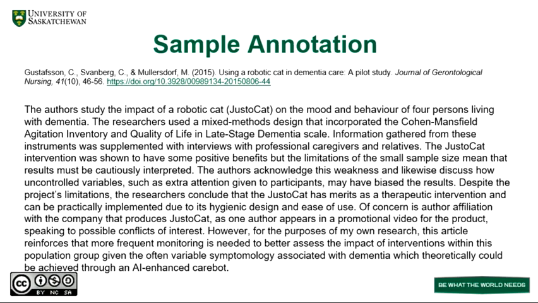The authors studied the impact of a robotic cat, gestocat, on the mood and behavior of 4 persons living with dementia. The researchers used a mixed methods design that incorporated the Cohen-Mansfield Agitation Inventory and Quality of Life in Late-Stage Dementia Scale. Information gathered from these instruments was supplemented with interviews with professional caregivers and relatives. The gestocat intervention was shown to have some positive benefits, but the limitations of the small sample size mean that results must be cautiously interpreted.